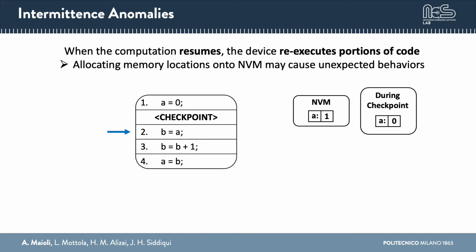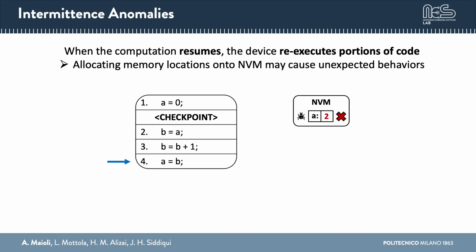This is where the intermittent anomaly happens. In fact, line 2 reads a value of a that a future operation, that is line 4, produced during the previous power cycle. As a consequence, b is now set to 1 instead of 0. We increment b to 2, and we set a equal to 2. This result differs from the one of an equivalent continuous execution of this same program.